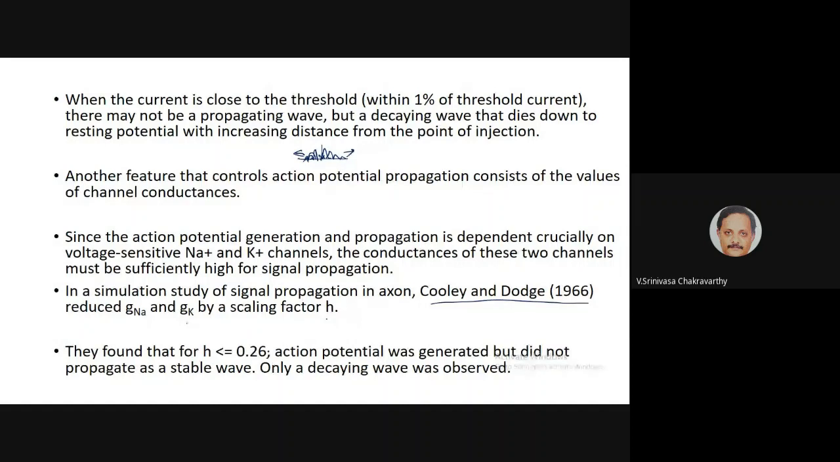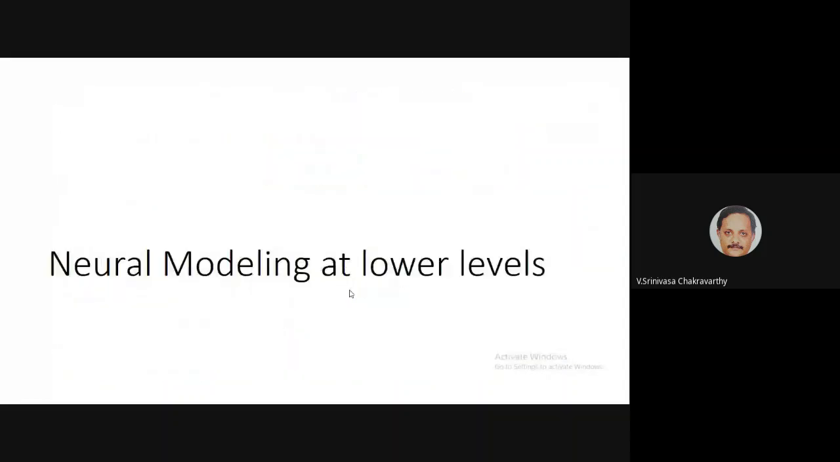So the thing is, when h is small, which means there are not many voltage sensitive channels, even when the current is sufficiently strong, beyond threshold and all that, they could not observe an action potential in the simulation. Which is understandable because you need a sufficient density of GNa and GK for there to be an action potential. Okay, so that is some basics of axon propagation.